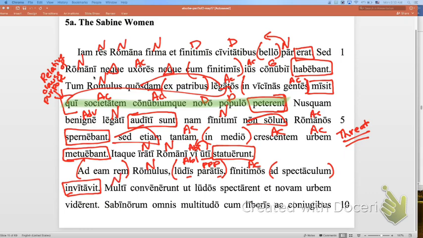Okay, so we got many, right? Gathered. Look, now we got our real purpose clause. Many gathered in order to see the games, or watch the games, and to see the new city. I mean, that's legit, right? People wanted to come and be spectators to see what the city was about. Right?